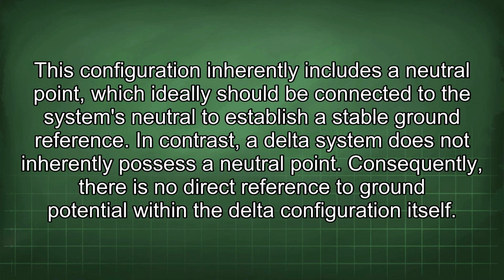This configuration inherently includes a neutral point, which ideally should be connected to the system's neutral to establish a stable ground reference. In contrast, a delta system does not inherently possess a neutral point. Consequently, there is no direct reference to ground potential within the delta configuration itself.